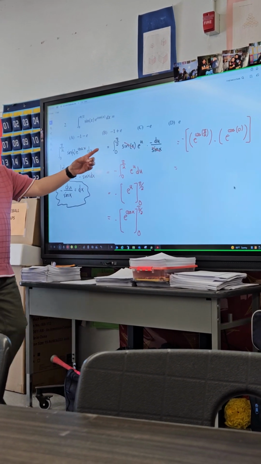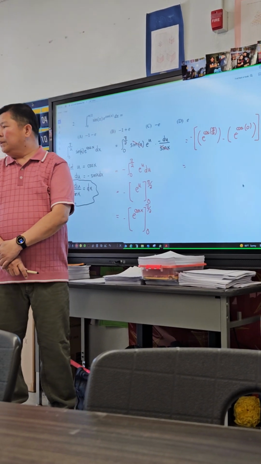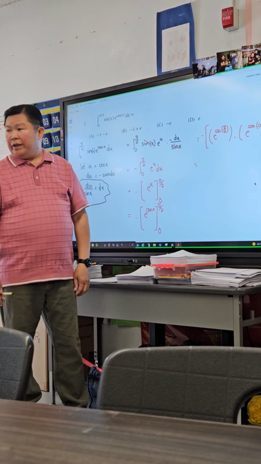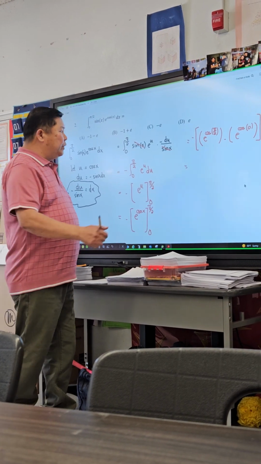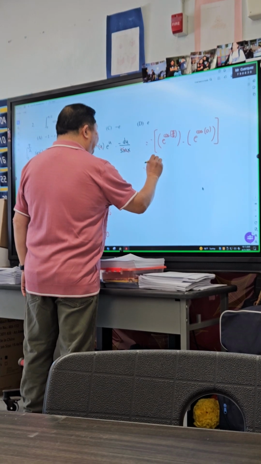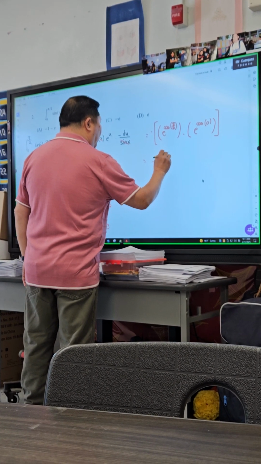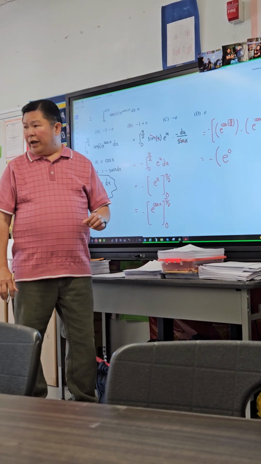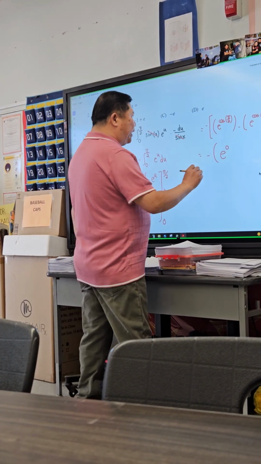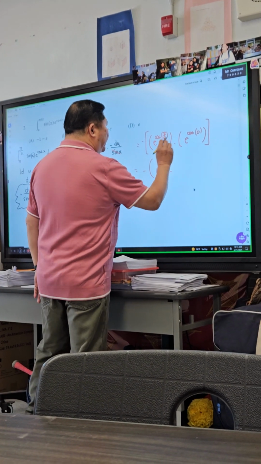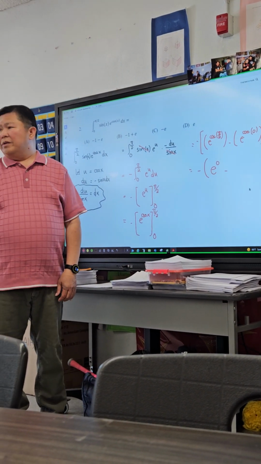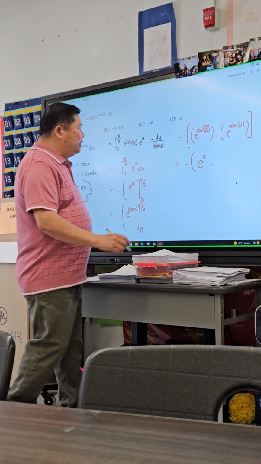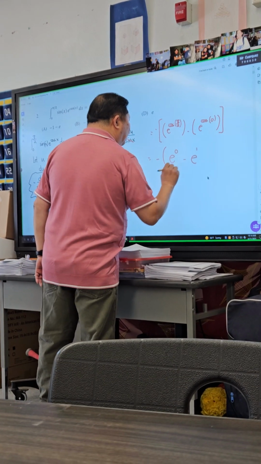So, what is cosine pi over 2? That's 90 degrees, right? Cosine is zero. So this is negative, and then e to the power of 0, which is 1. We're gonna simplify that later, and then minus, what is e to the power of cosine 0? That means 1, right? So I'll just put 1 right there.